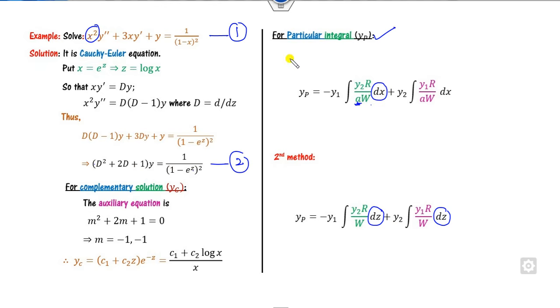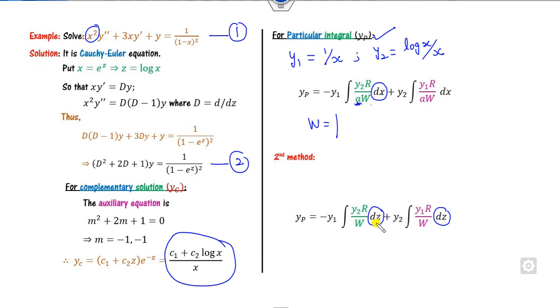If you are using this, then what will be your y1 for finding the Wronskian? What is the y1? This is in terms of x, so the coefficient of c1 is 1 over x. What is y2? It is log x over x. If you are talking about here, then what is the value of y1 in terms of z? The coefficient of c1 is e raised to power minus z, and y2 is z e raised to power minus z. So that's depending upon you, which of the methods you can use.